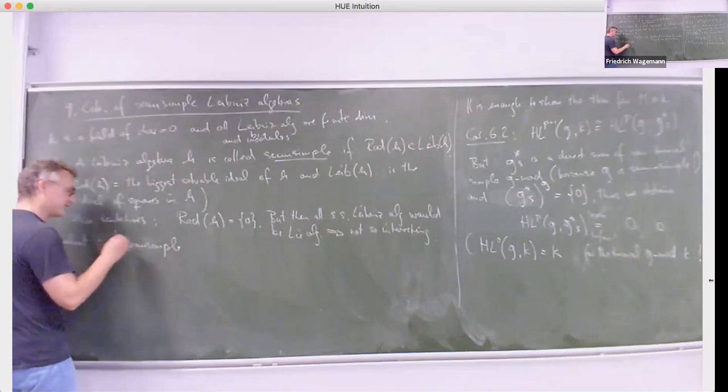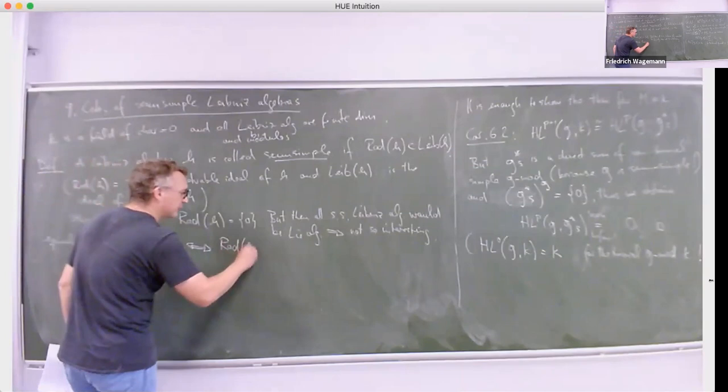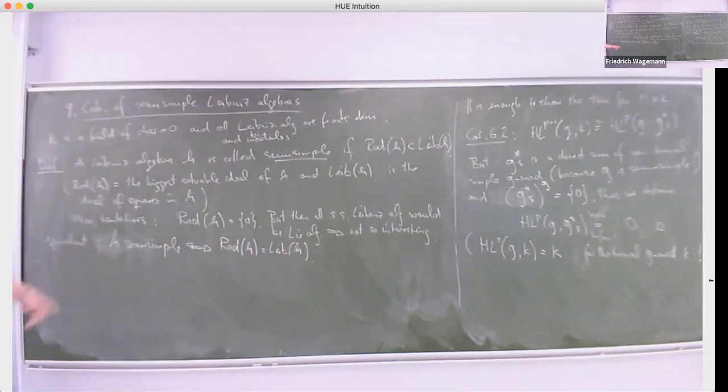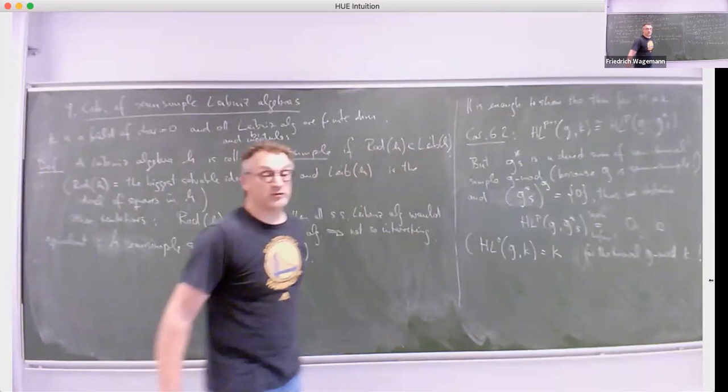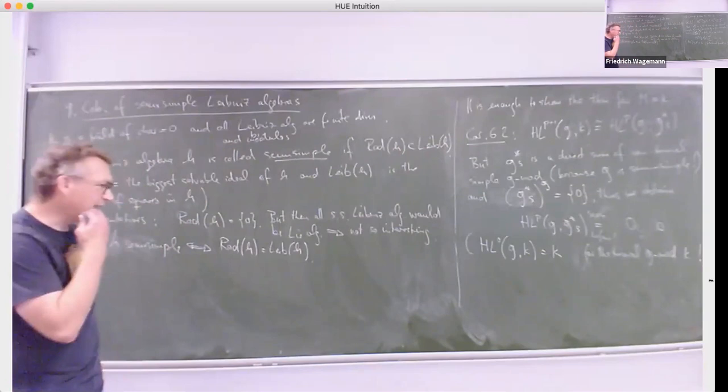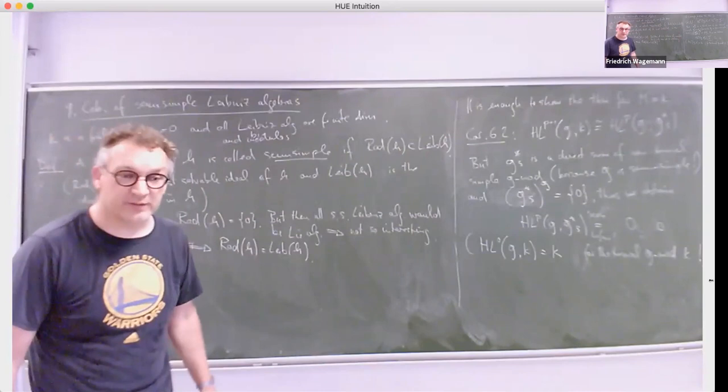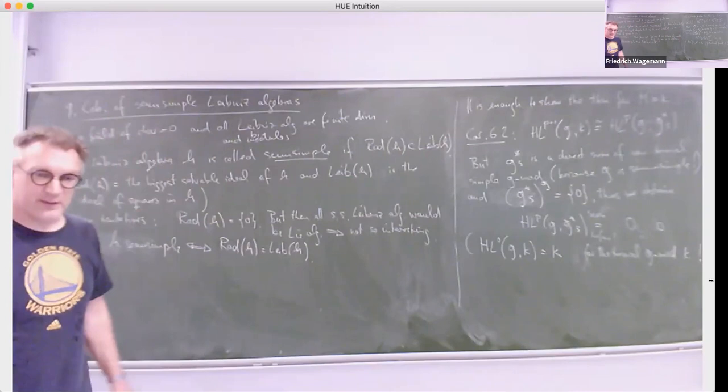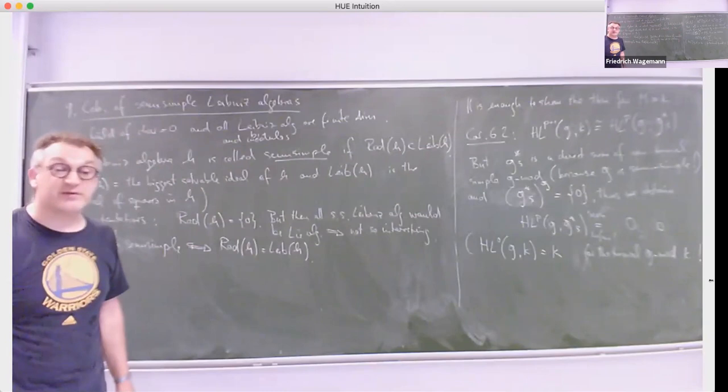Semisimple is equivalent to saying that the radical is equal to the Leibniz ideal. Because I just told you that the Leibniz ideal is always contained in the radical, since it's the biggest solvable ideal. And when I suppose that the radical is also included in the Leibniz ideal, they are equal. So this is the correct definition of the semisimple Leibniz algebra.